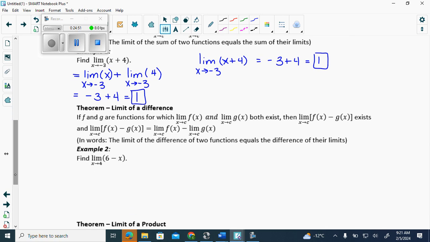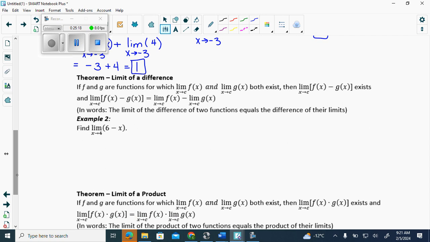So, theorem, limit of a difference. If f and g are functions for which the limit as x approaches c of f of x and the limit as x approaches c of g of x both exist, then the limit as x approaches c of f of x minus g of x exists, and it can be rewritten as the limit as x approaches c of f of x minus the limit as x approaches c of g of x. In words, the limit of the difference of two functions equals the difference of their limits.